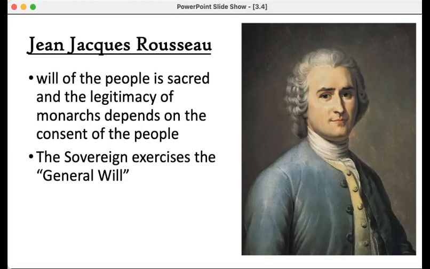But it is the job of the government to execute the general will, right? To execute the will of the people. So Locke emphasizes individual rights. You as a person born in this country have a right to life, liberty, and property. Rousseau instead imagines people acting collectively, right? Our laws should represent what most people in this country want, and the government should execute that desire.